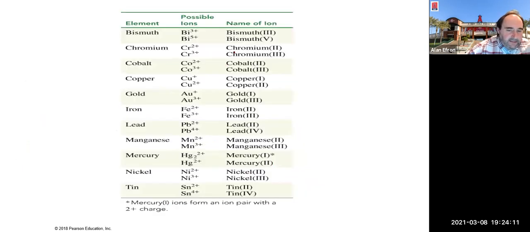Here are some of these sort of transition metals. Again, cobalt could be +2, +3. Copper can be +1, +2. Again, we use the Roman numerals. There is an older way of naming things. For example, iron would be ferric or ferrous, kind of the old school way of naming it.